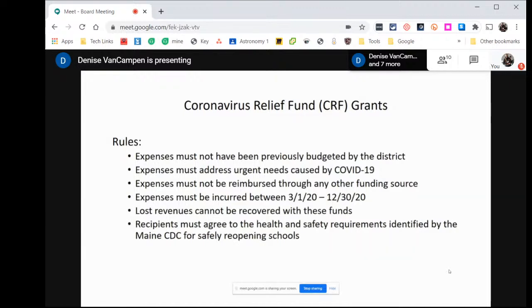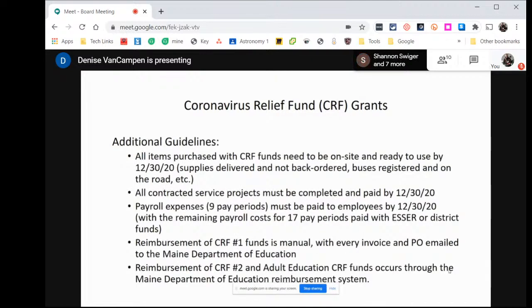Lost revenue cannot be recovered, so if the governor were to curtail, we could not use these funds to offset that. And any recipients must agree to the health and safety requirements identified by the Maine CDC for safely reopening. Those are the distancing, the masks, all of those things that we're doing, plus additional guidelines that we have.